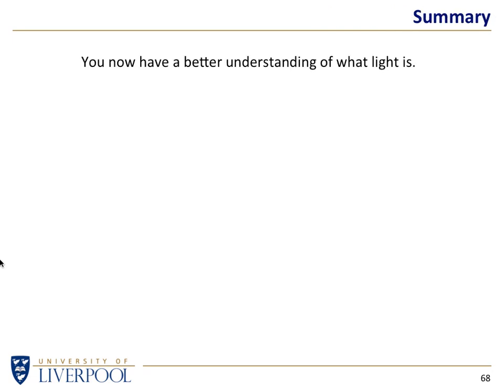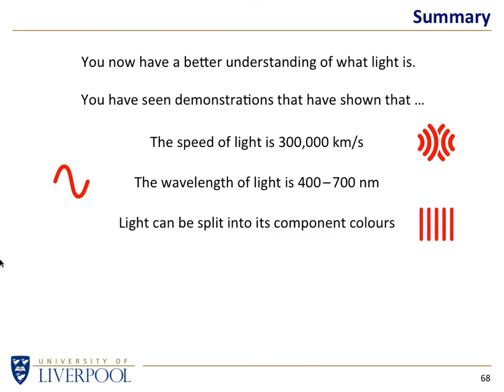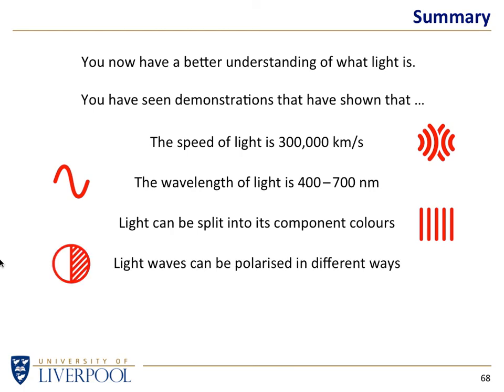So I hope you now have a better understanding of what light is. You've seen demonstrations that have shown that the speed of light is somewhere in the vicinity of 300,000 kilometers a second. You've seen a demonstration that red light has a wavelength of about 700 nanometers. And thanks to a diffraction grating, you've seen that blue light is about 400 nanometers. You can see this in colors using a prism or using a diffraction grating, and I've shown you that light waves can be polarized in different ways.